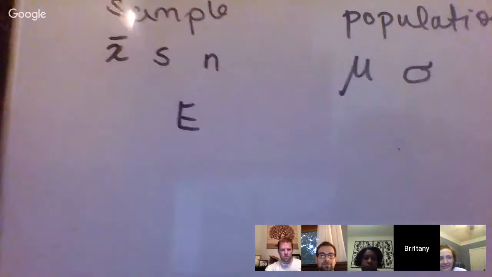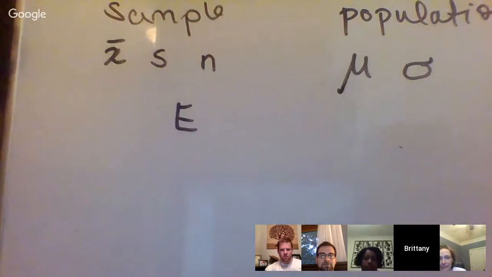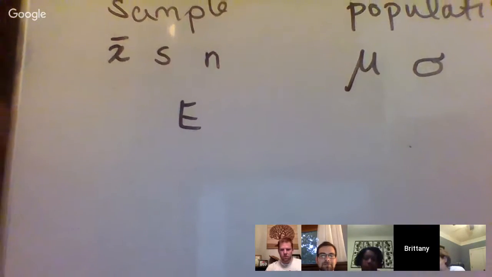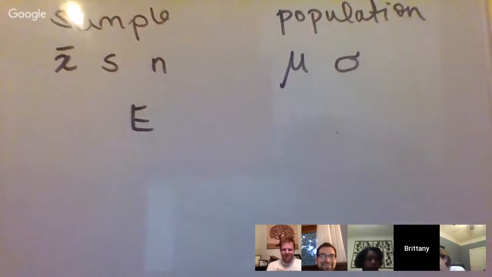So does that answer the question about the importance of symbols? It's basically a shorthand. And it's just a way to quickly refer to these descriptive statistics that we use all the time. Some other letters that we might see, capital E is for the margin of error in a confidence interval.